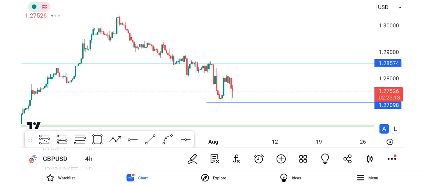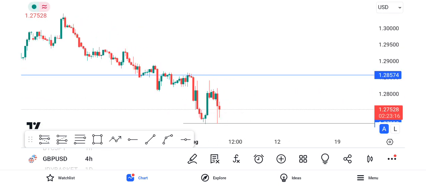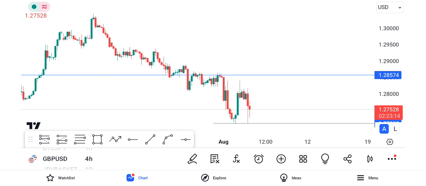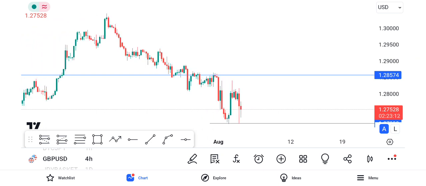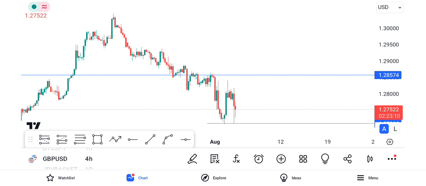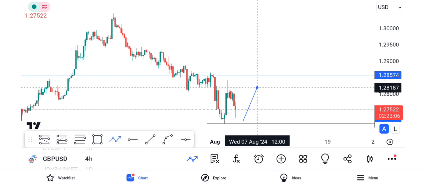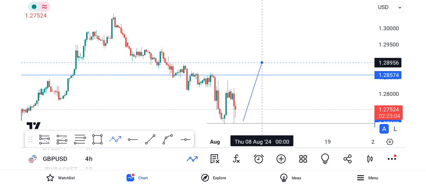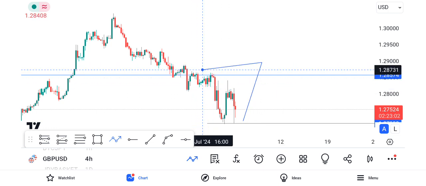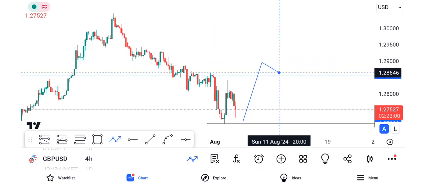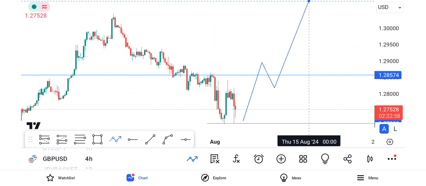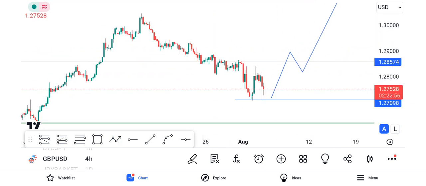let me go to the 4 hour time frame. If price should eventually do this, they will be going bullish. If price should break above this resistance right here, then we wait for a retest, and this week we will be going up, bullish on this pair, GBP USD.